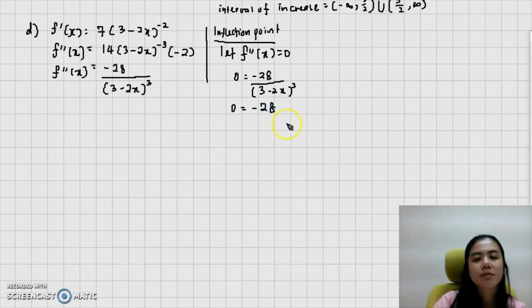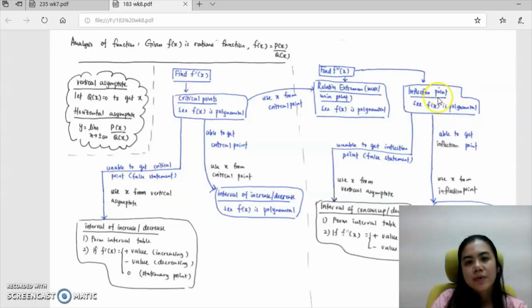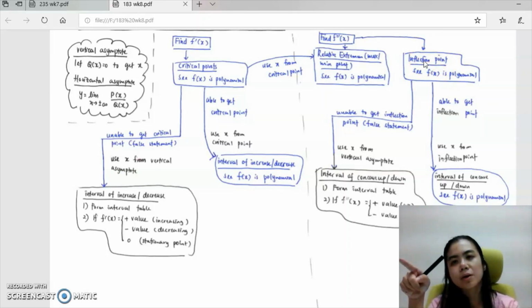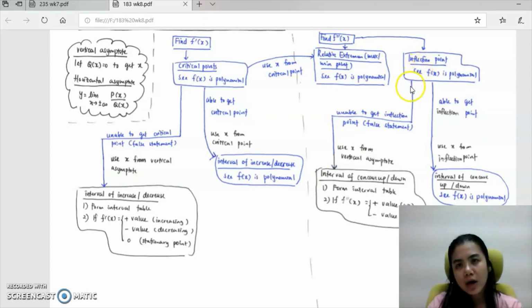Again, this is another false statement, where 0 could not be equal to negative 28. So what happens when we have a false statement? After you have tried to find the inflection point, actually the inflection point is impossible to have because we have a false statement. So we're not going to here, but we go to here. You are unable to get an inflection point because you have a false statement.